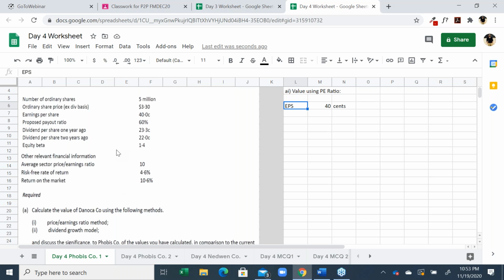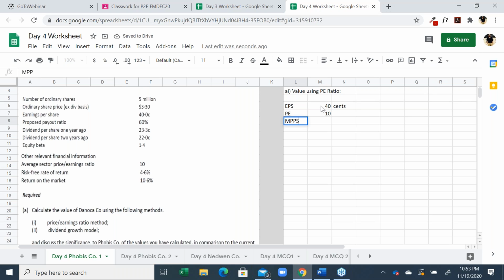So in this case, we have the average sector price earning ratio of 10 times. That is the business sector in which these companies are operating. Their investors value the company at 10 times of its earning. So they are ready to pay 10 times price compared with the earning. The earning of the Denoka company is 40 cents. The average PE ratio of the sector is 10 times.